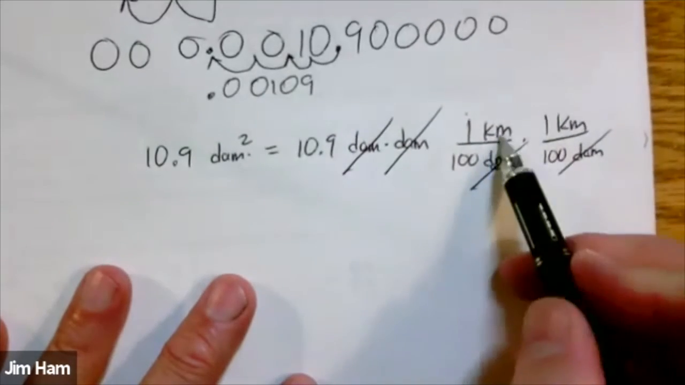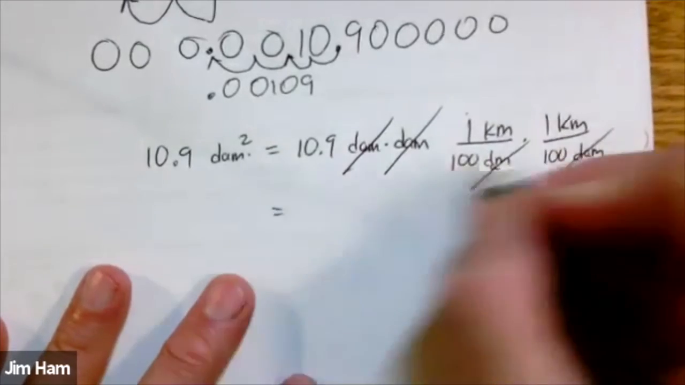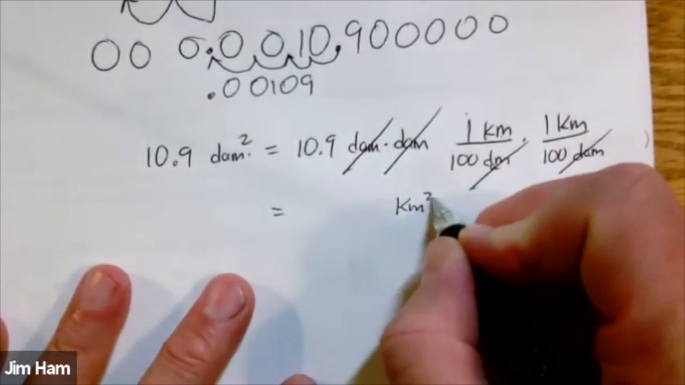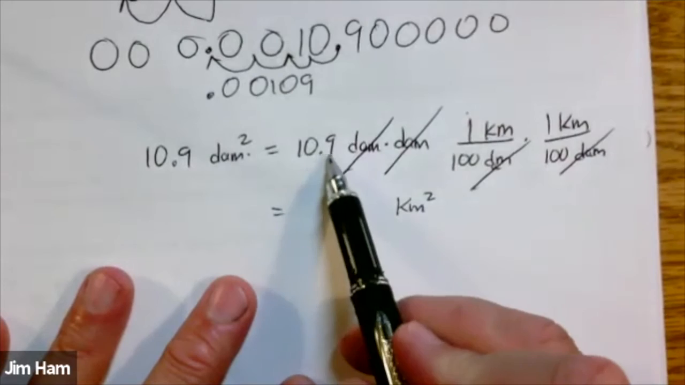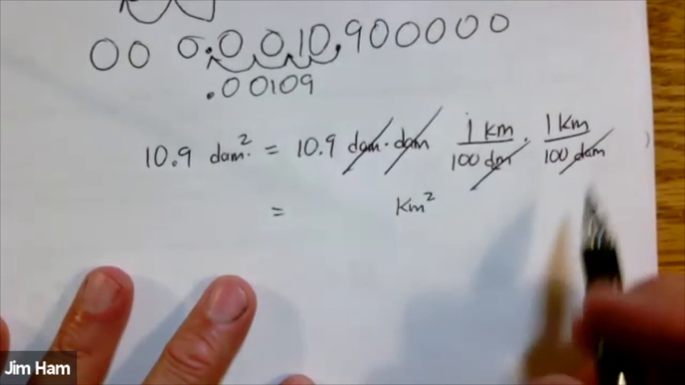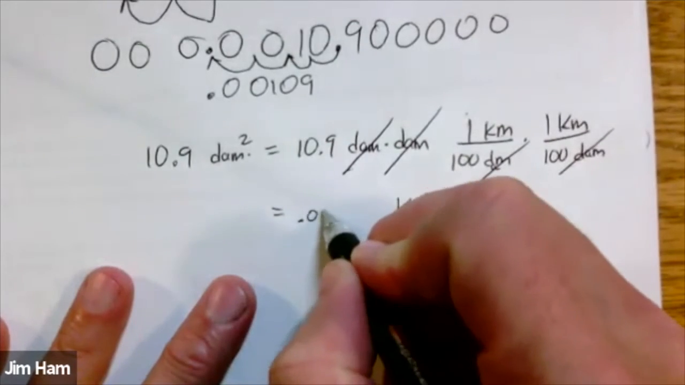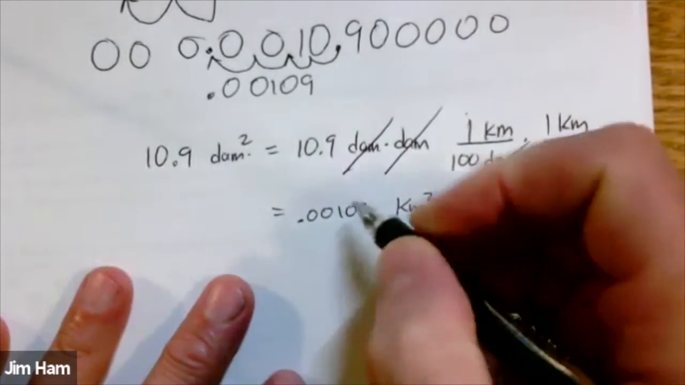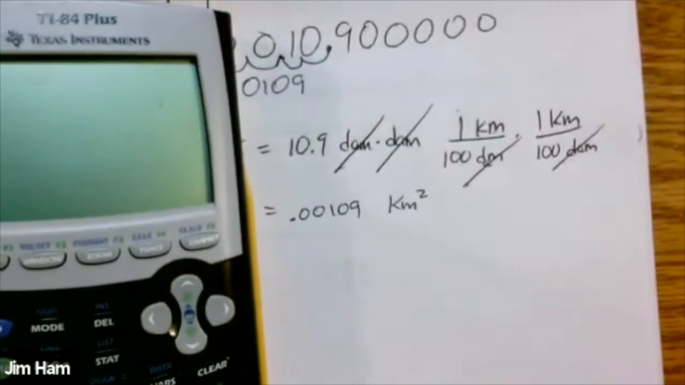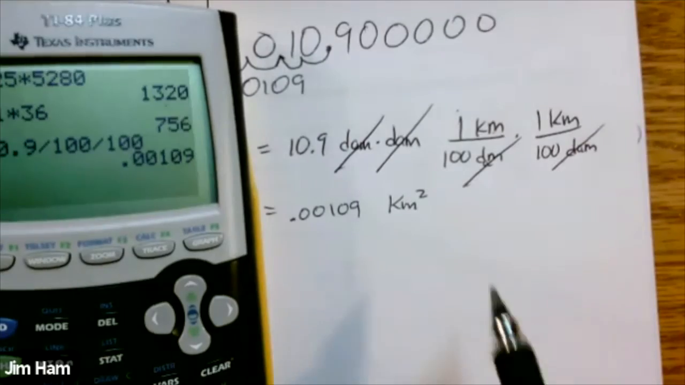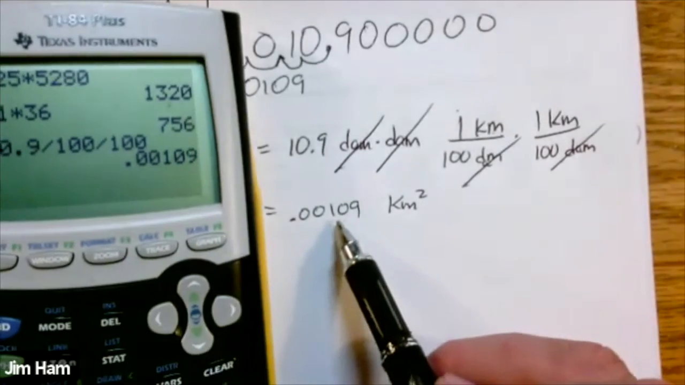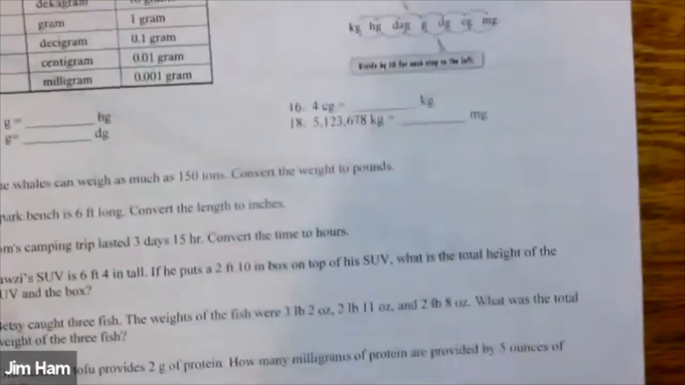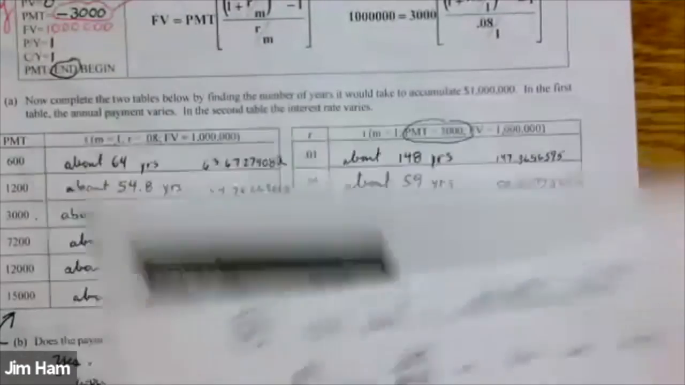And then what we'd be left with is kilometers times kilometers. That's kilometers squared, square kilometers. But if you take 10.9 and divide by 100 and then divide by 100 again, you get 0.00109. I think the calculator will probably give it to you in scientific notation. No, give it to you in general form. All right, I'm going to skip the volume for now, and I'm going to fast track to the application problems.